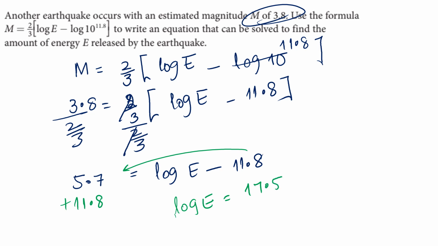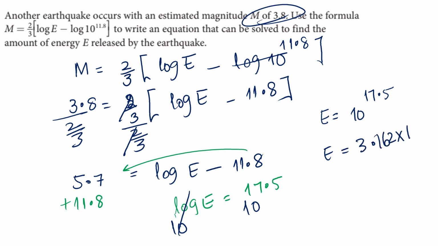Now raise the power of 10 on both sides to get rid of this log. So you will get E equals 10 to the power of 17.5. Write in the calculator and write the final answer. That is 3.162 times 10 to the power of 17. So this is the amount of energy released by the earthquake.